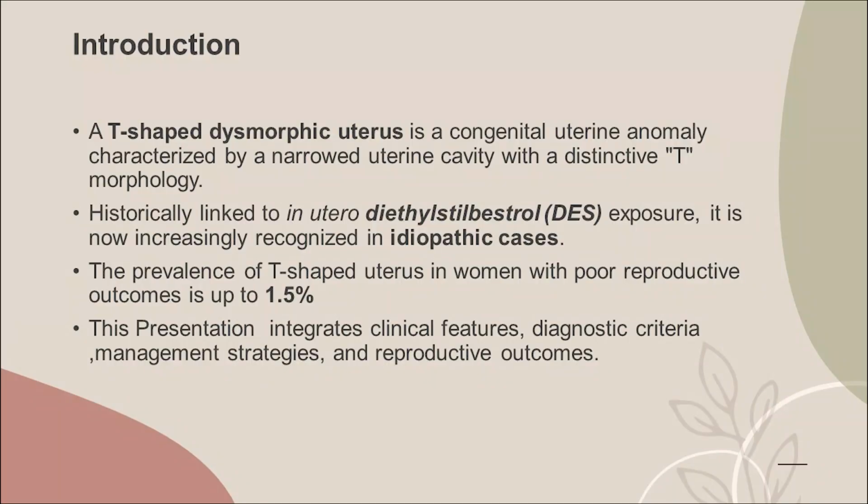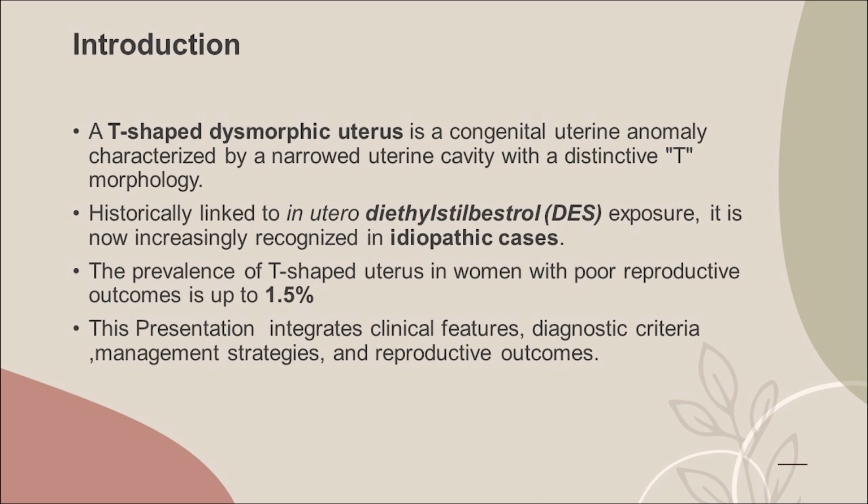Coming to a few pieces of information about this lesser known topic: the T or Y-shaped dysmorphic uterus is a congenital uterine anomaly characterized by a narrow uterine cavity with a distinctive T or Y morphology.